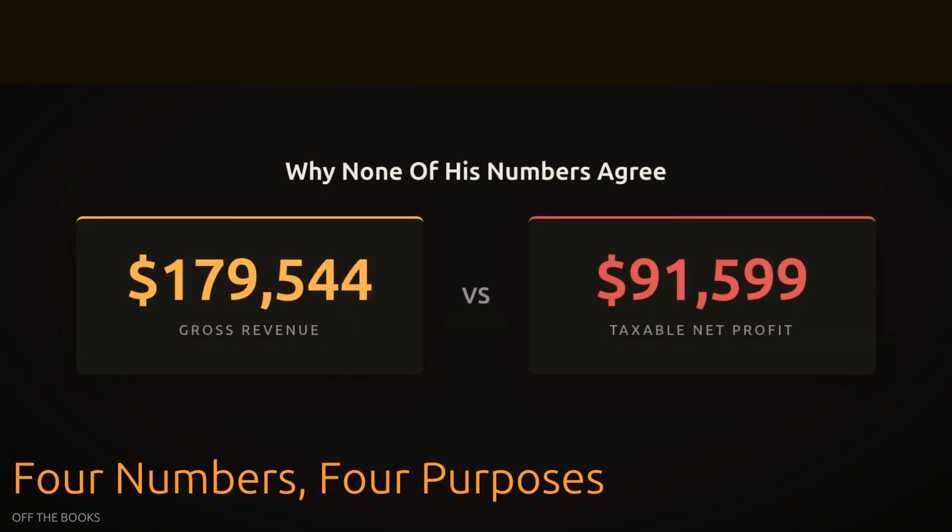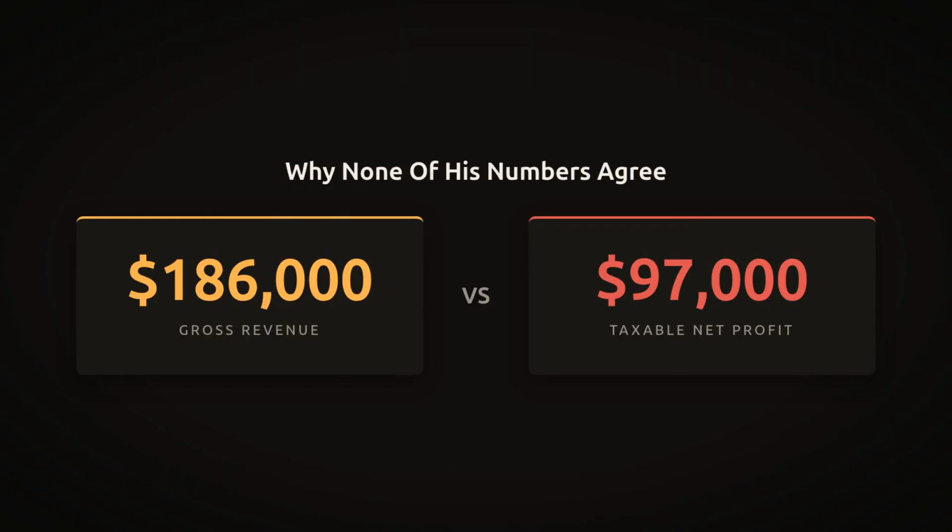He invoiced $186,000 last year. His bank account has $12,000 in it. His accountant tells him his taxable net profit is $97,000 and he owes $22,400 in taxes. None of these four numbers agree with each other, and he doesn't understand why.